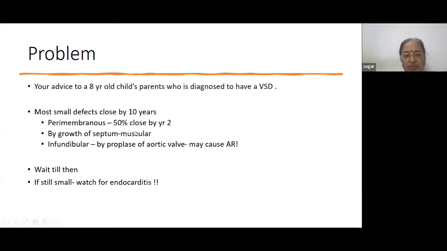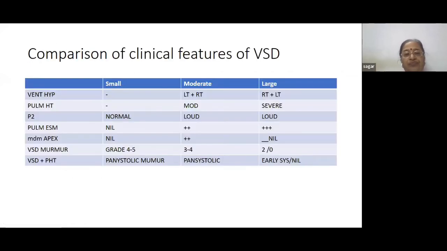By growth of septum, even muscular VSDs can close. Infundibular can close because of prolapse of the aortic valve, but this may cause AR, and that is not a good thing at all. So we can wait for some more time. If still small, leave it alone. Watch for endocarditis. Okay. So you tell this child's parents to wait for a few more years. Up to 10 years, you can wait, reassess the child and take a call. Then your indications for surgery are that if you have symptoms, you have a large VSD, or you have a moderate VSD with a 2:1 circulation, those are your indications, like what we always say.